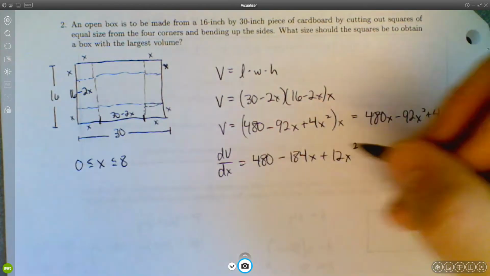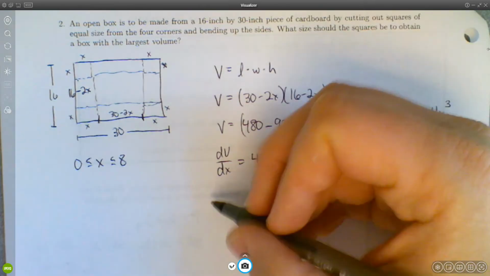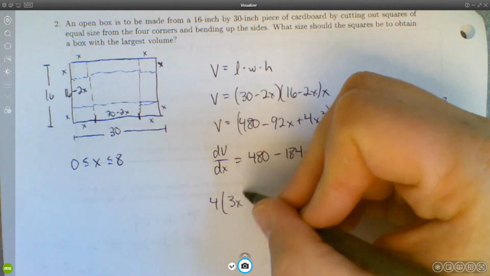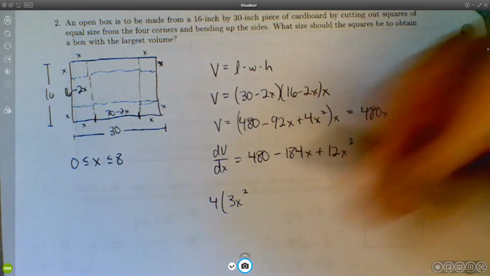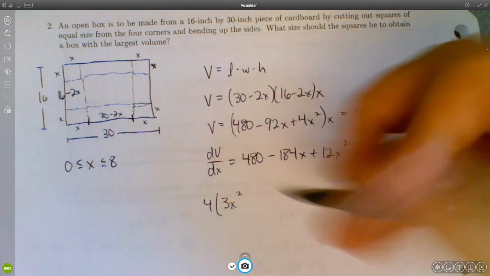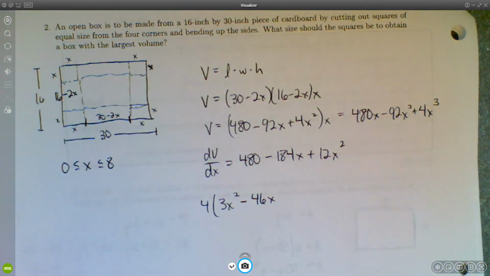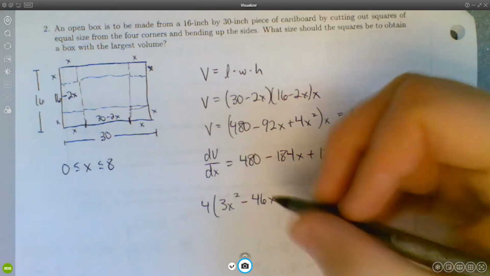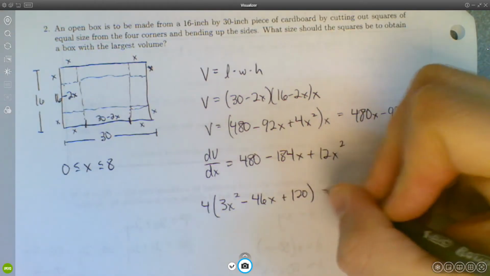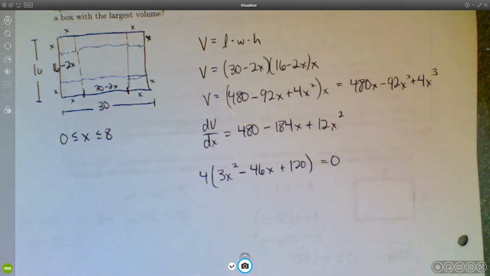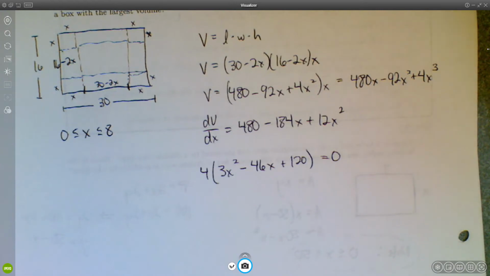Alright, so I'm going to set this equal to 0 and solve. I'm going to rewrite this in descending order and factor out a 4. So I'm going to have 3x squared minus 46x, and then 480 divided by 4 is 120, equals 0. And can we factor that? If we can't, we'll just use the quadratic formula, but oh man, that seems so nasty to have to try to factor.